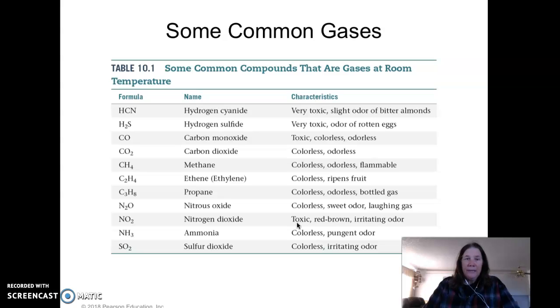Okay, here's some common gases: hydrogen cyanide. If you ever smell almonds, get out of there, because if you breathe it in, you'll die. But anyway, hydrogen sulfide, carbon monoxide, carbon dioxide. You'll see they have pretty low molar masses. The heaviest one is probably SO2, sulfur dioxide. What would that be? 64.96. So they're all under at least 100 grams.